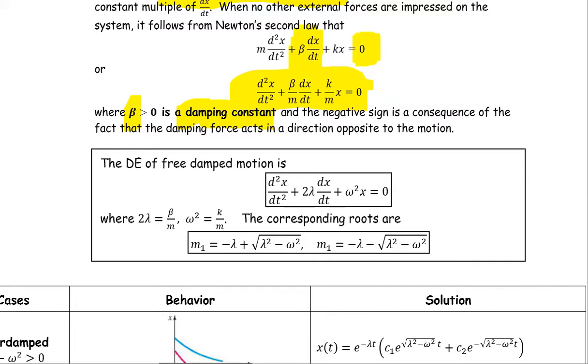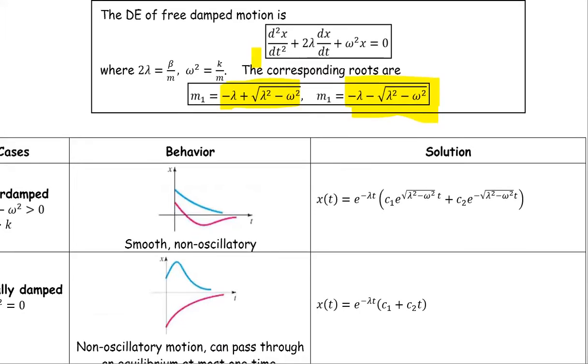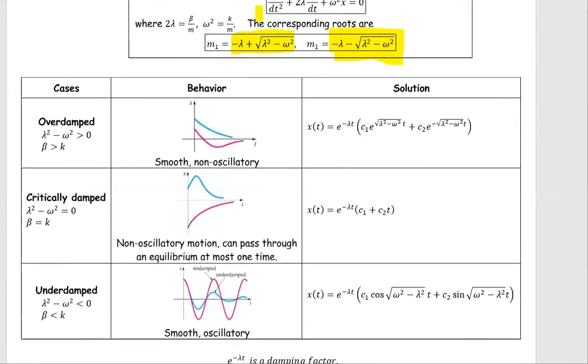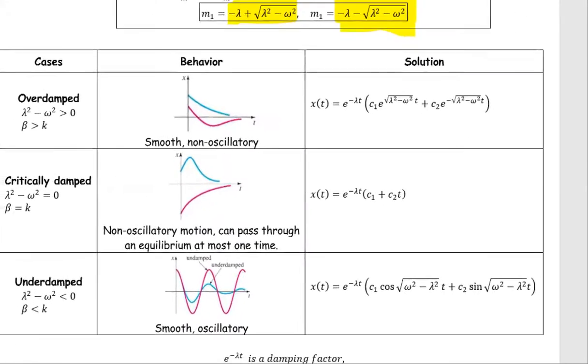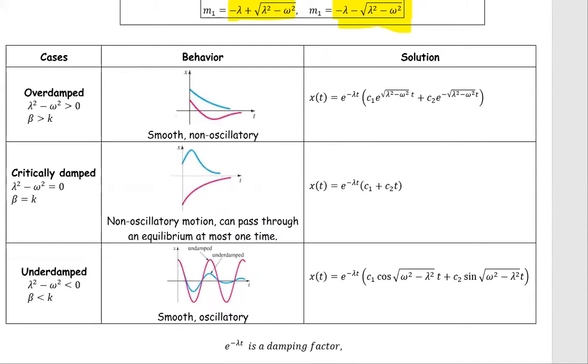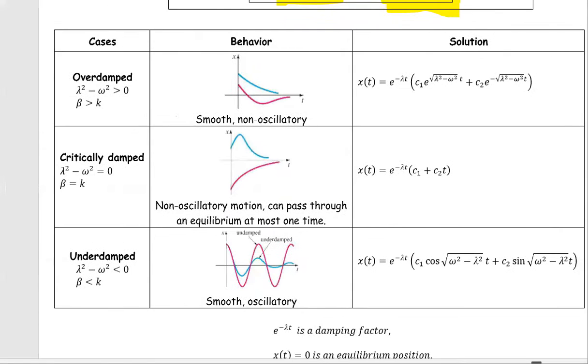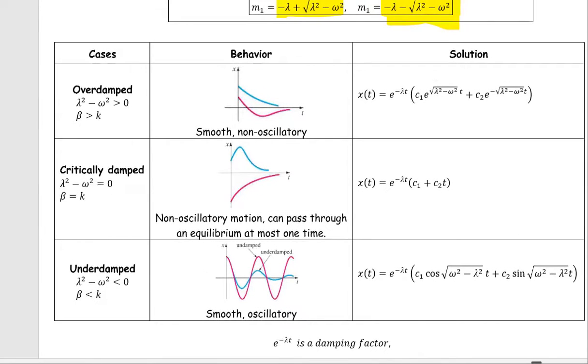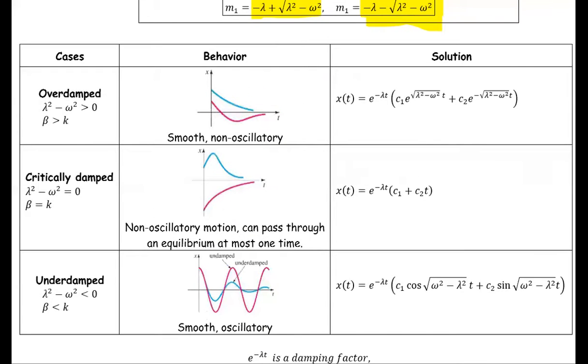It depends on the discriminant. These two terms are from the use of the quadratic formula, minus b plus or minus square root of b squared minus 4ac, divided by 2a. So stick with the form in general, and when you get the solutions of the auxiliary equation, it will tell you what the solution is going to be. This table here is just a summary of the three cases of the solution for the free damped motion.